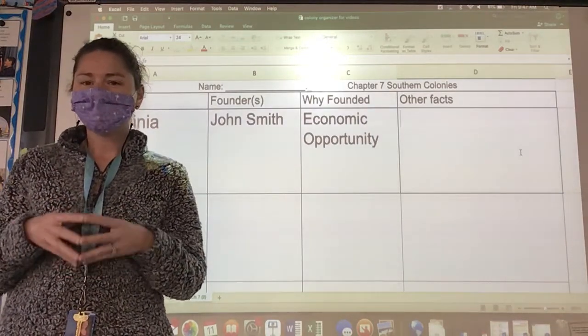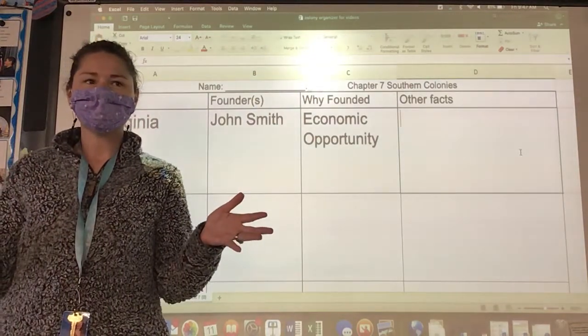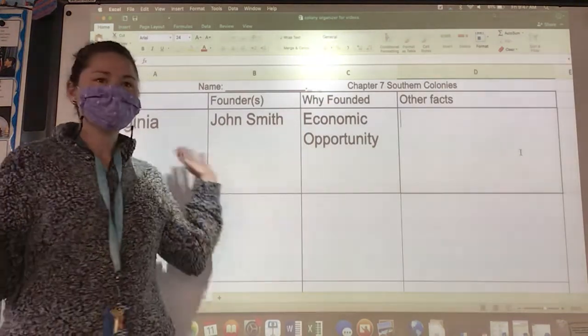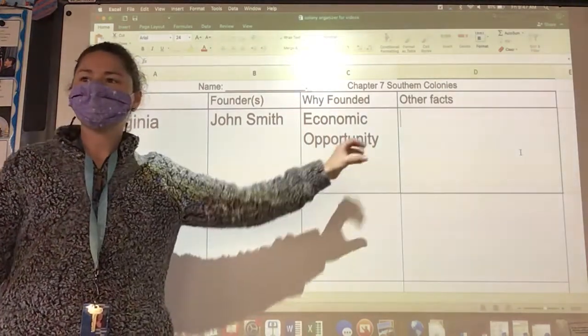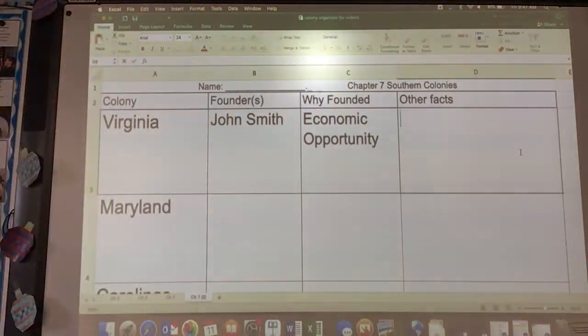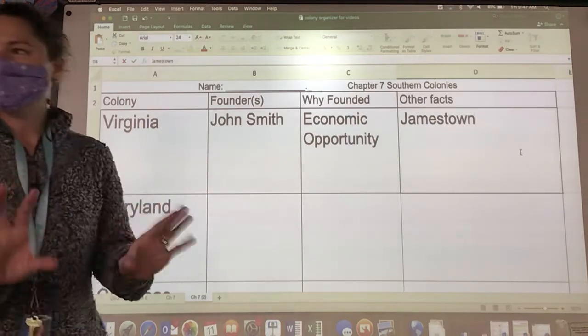So John Smith starts the colony called what? What's the colony that he starts called? Virginia. Well, it's Virginia. What's the place? There's another specific place, Maya. He starts Jamestown, right? And Jamestown continues to grow and grow and grow and starts to push out those Native Americans.